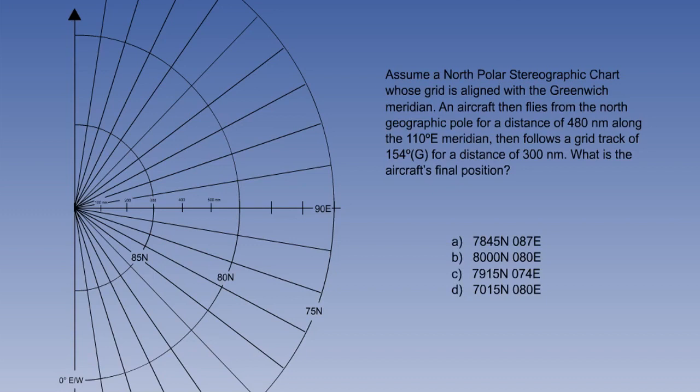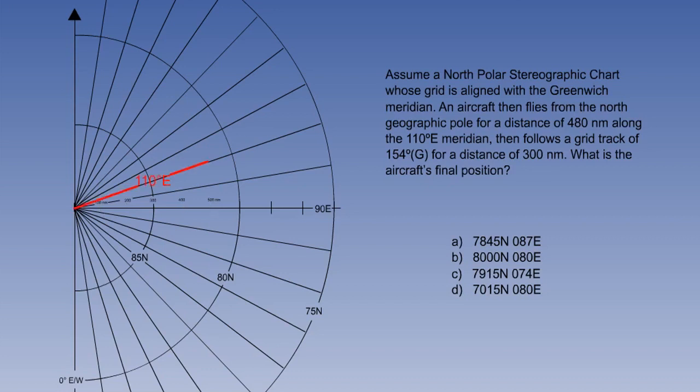The possible answers were 78:45 north, 87 east; 80 north, 80 east; 79:15 north, 74 east; and 70:15 north, 80 east. This one is most easily solved simply by drawing it out. Any calculation would be complicated and time-consuming.